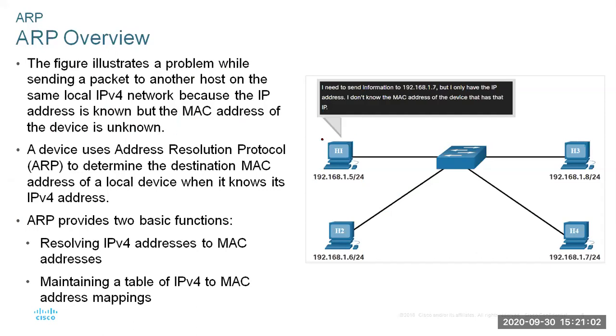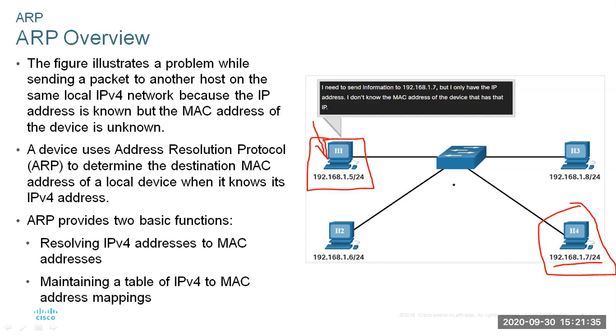Okay, this guy, H1, says, I need to send information to 192.168.1.7, which is H4. Okay, this H1 wants to send information to H4, but I only have the IP address. I don't know the MAC address of that device. So once it's encapsulating, it knows that the destination IP address is this guy.